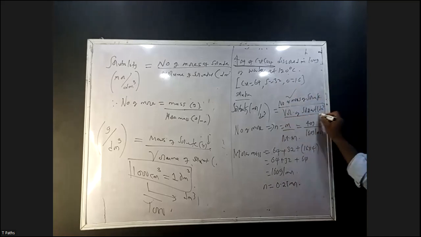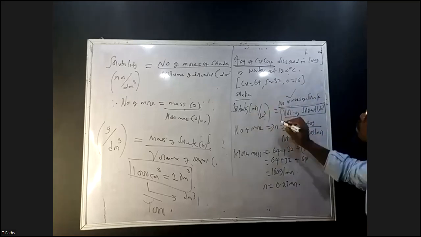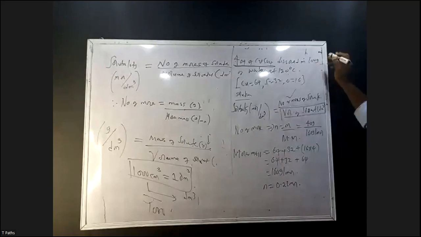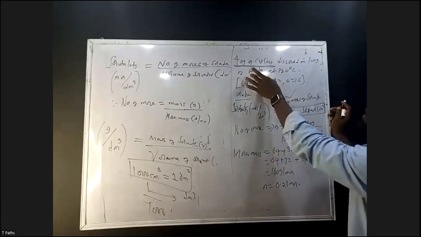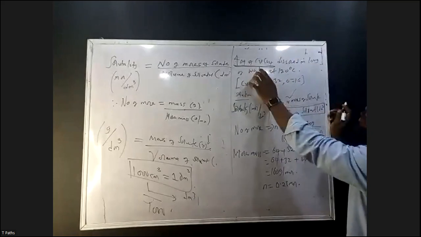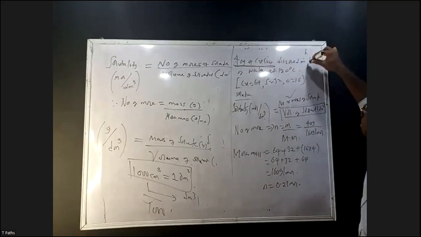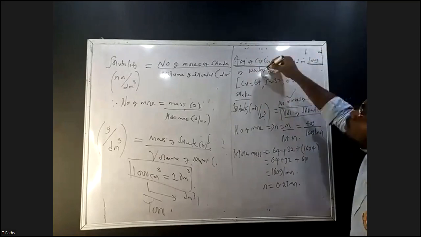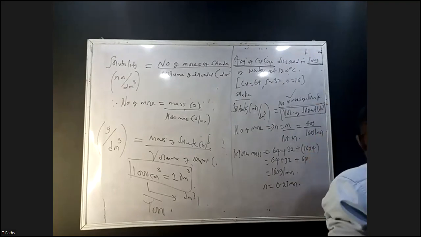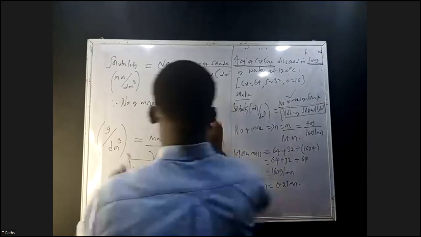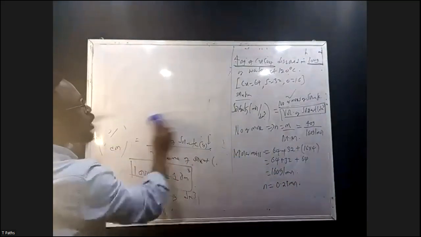Now look at the volume of the solvent, because the question says to find the solubility in moles per dm cube, volume of the solvent. In this question, the solvent is water. But this problem is not saying anything about the volume of water. Rather, the question is telling us that this 40 grams of CuSO4 is dissolved in 100 grams of water. So how do we get the volume of water? That's where the problem is. To get the volume of the water, watch.